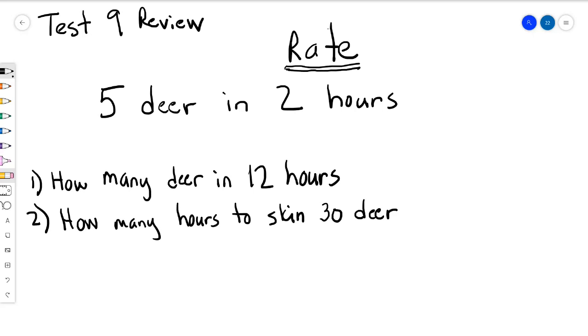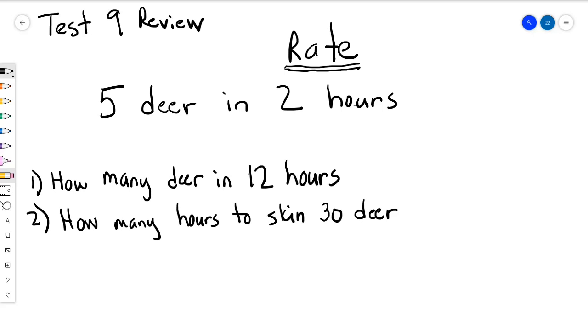All right, our first practice problem here is a rate problem. These are very similar to the unit conversion, the unit multiplier problems we did when we were converting, say, inches to feet and so forth. It'll be a word problem that will say, Josh can skin 5 deer in 2 hours, okay? And then they'll ask, perhaps, how many deer can Josh skin in 12 hours, or how many hours will it take Josh to skin 30 deer?